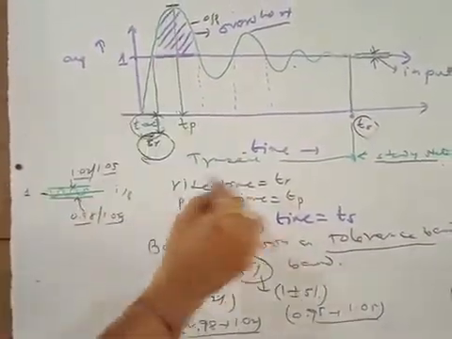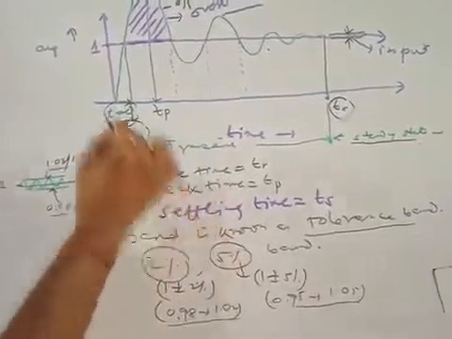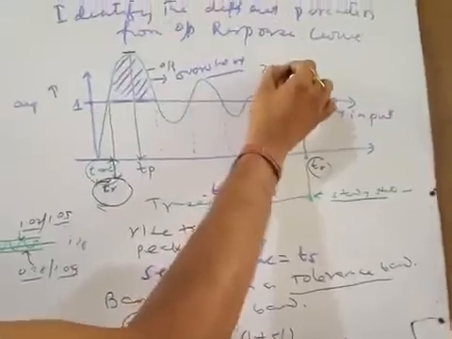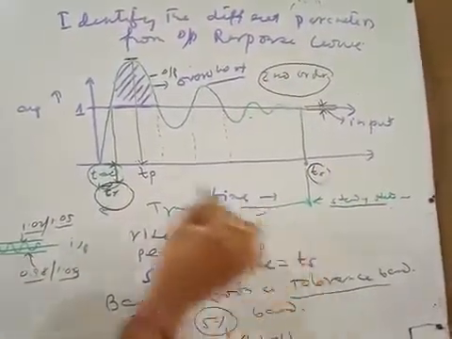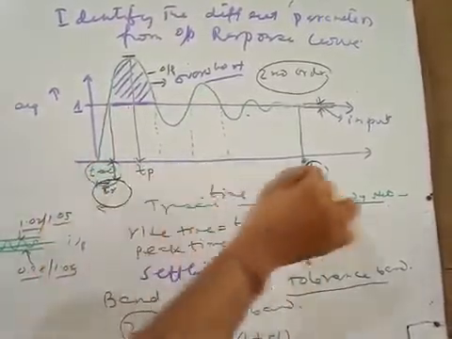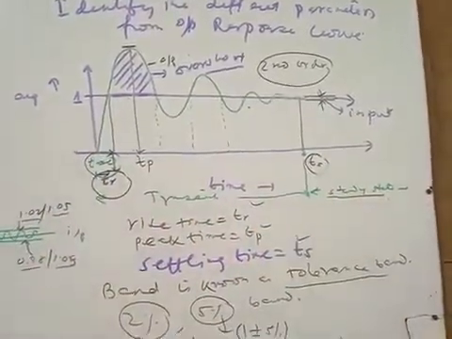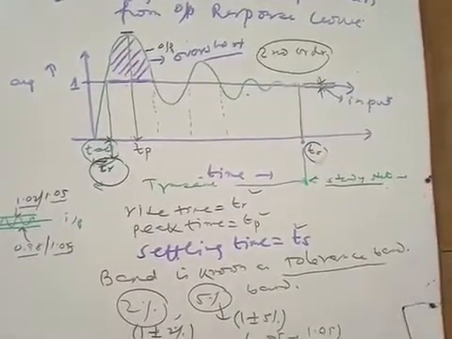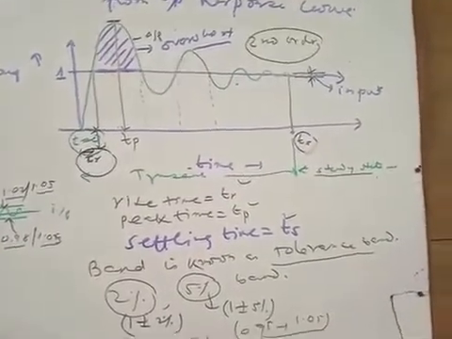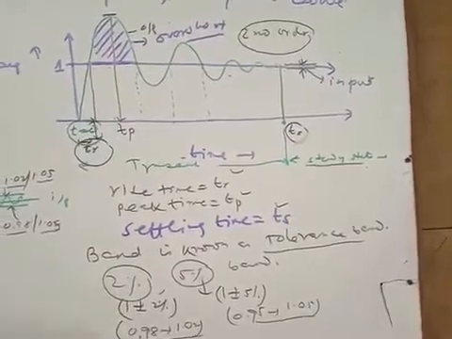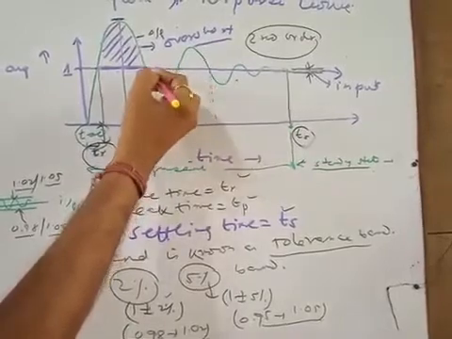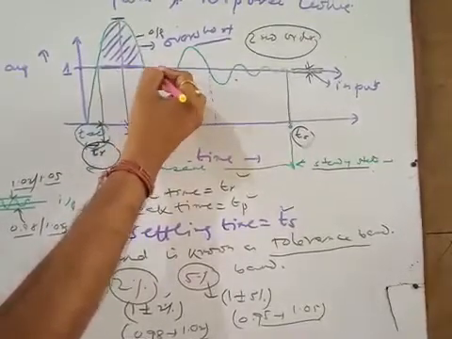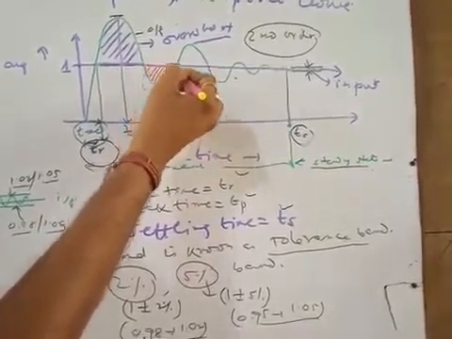I have already obtained the parameters for the second order system step response. Rise time, peak time and settling time are obtained, and another one is peak overshoot. And there is also an undershoot. Undershoot means the area just under the desired value. This is your desired value, and the curve is under this. So this is your undershoot.